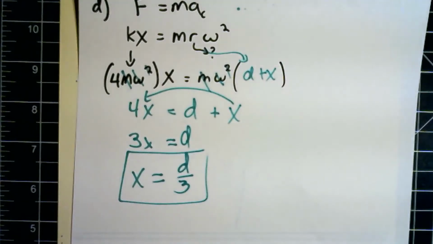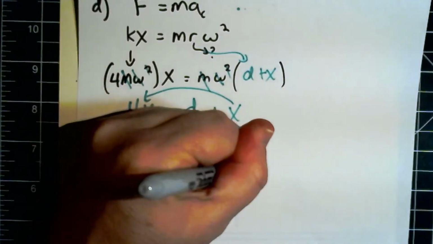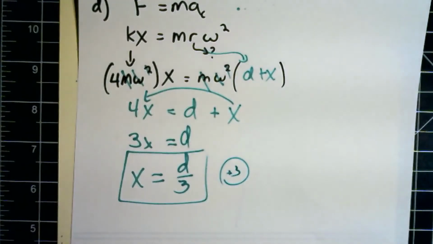All right. Part D was worth plus 3. All right, part E. Lots of parts on this one.